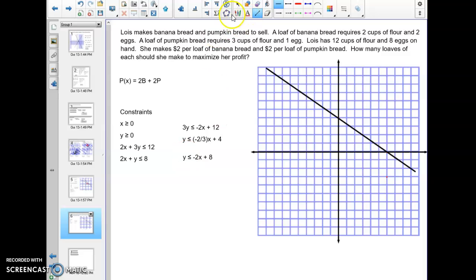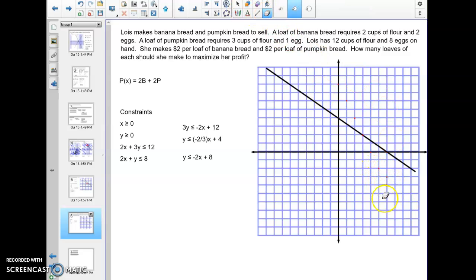So now this one, start at 8. So I'm going down 2, right 1. Down 2, right 1. Down 2, right 1.